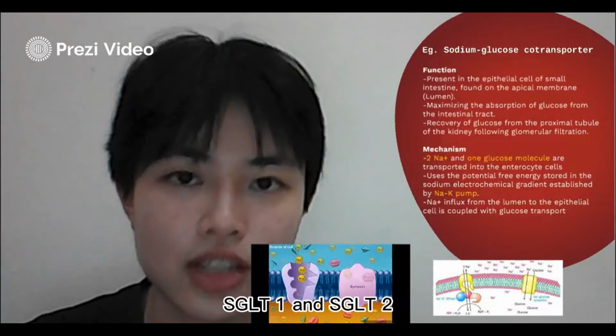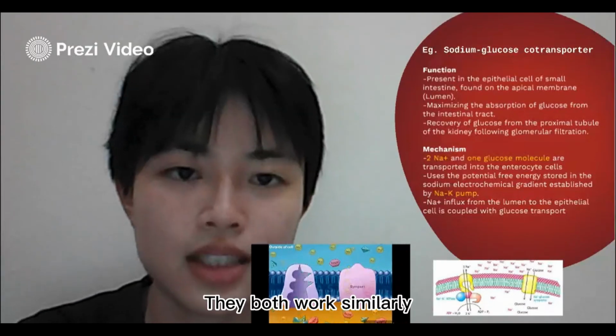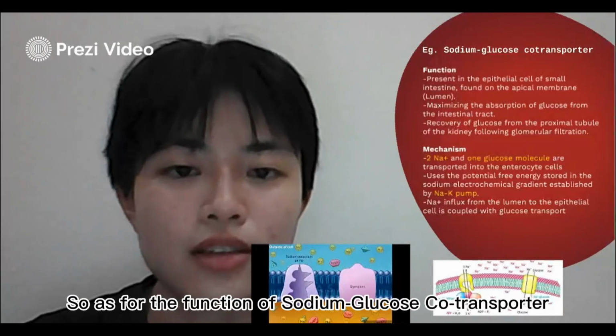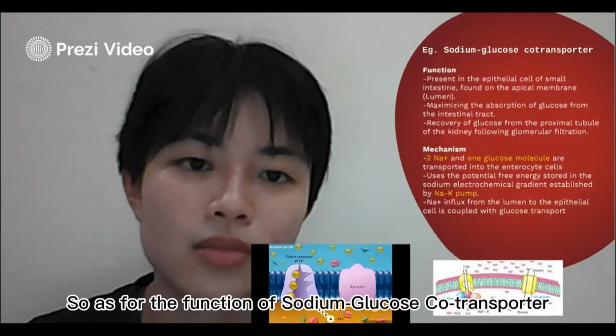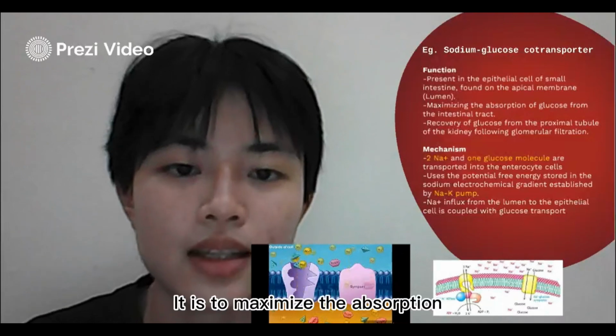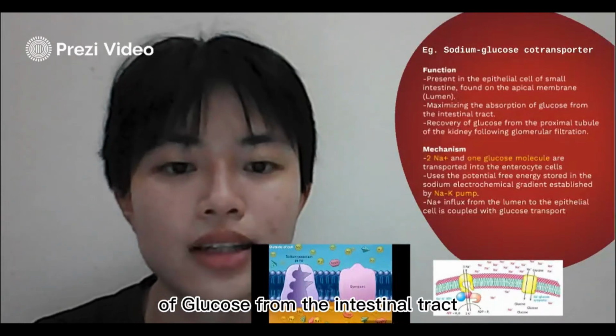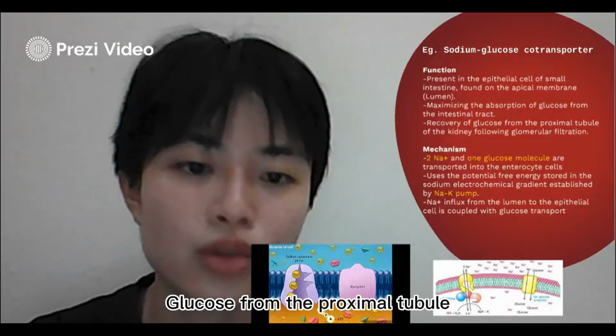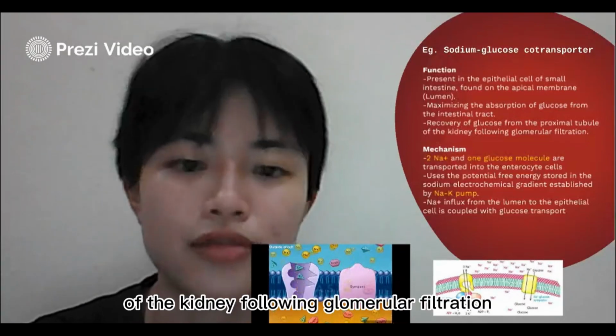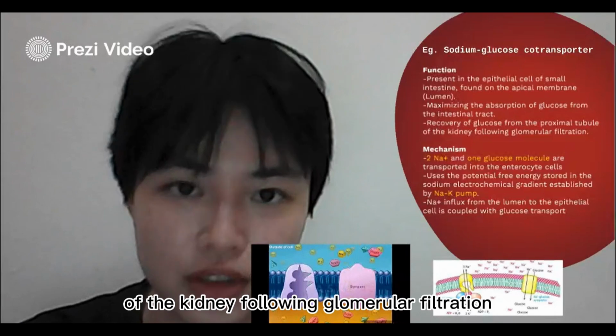SGLT1 and SGLT2, they both work similarly. As for the function of the sodium-glucose co-transporter, it is to maximize the absorption of glucose from the intestinal tract and also recover glucose from the proximal tubule of the kidney following glomerular filtration.